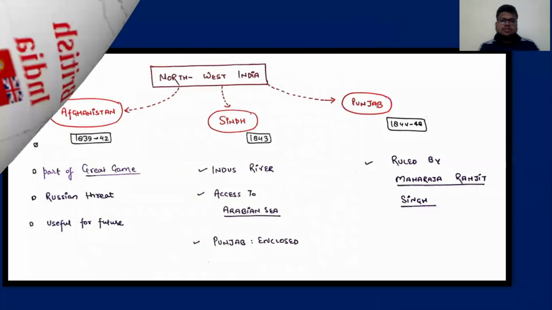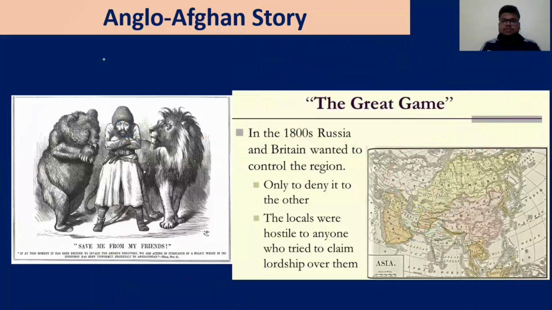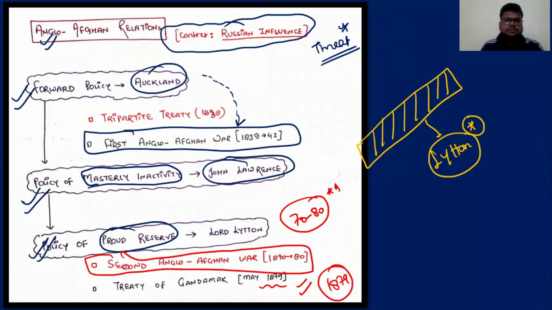Where is Peshawar? You can see this is the Sikh kingdom, now the Sikh kingdom under Ranjit Singh. Let us draw one map so as to understand.